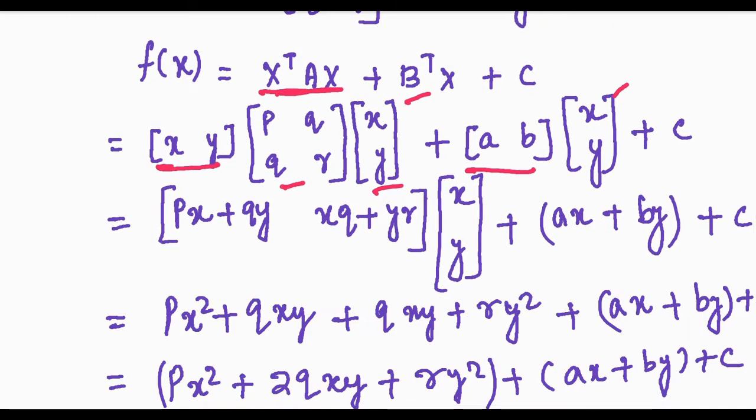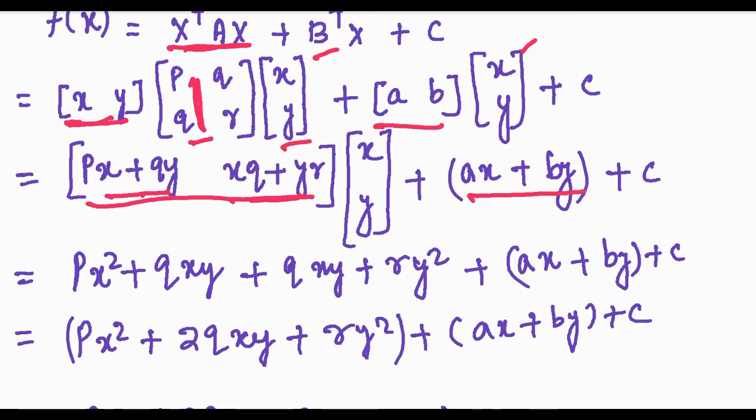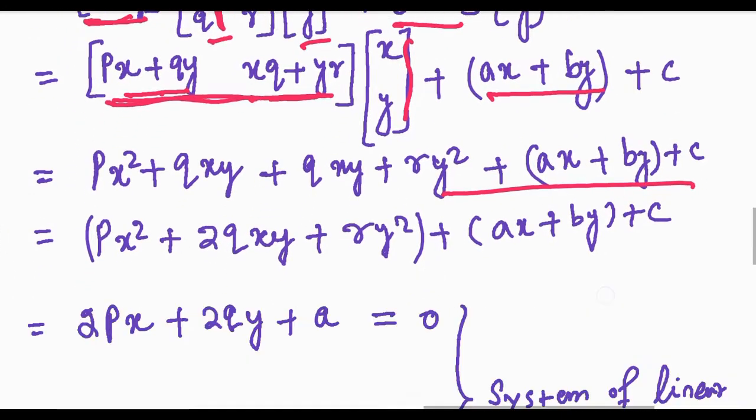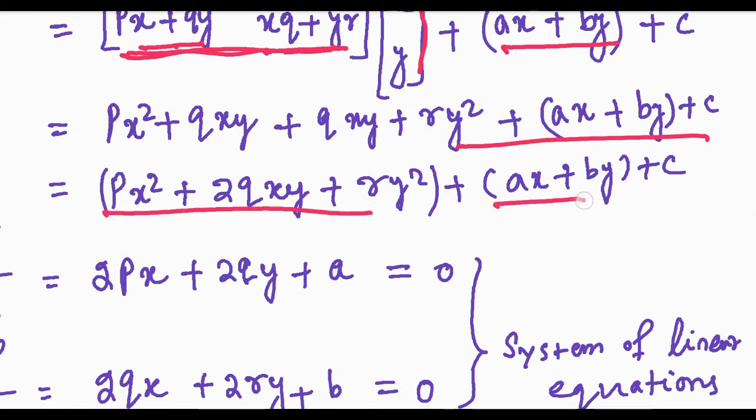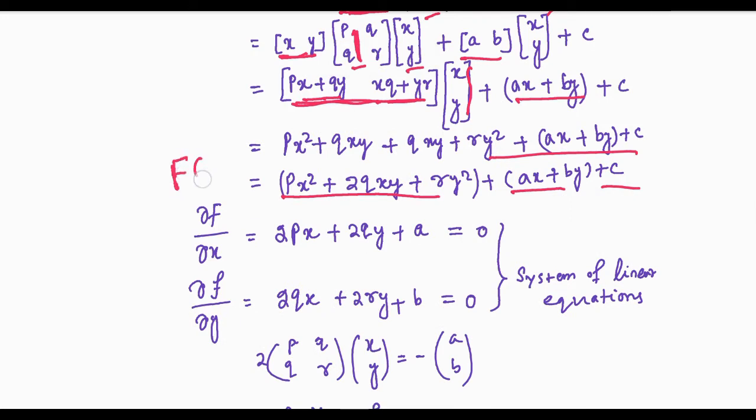So here the multiplication will be row into column. What will happen? Row times matrix gives px plus qy, xq plus yr, which is a row matrix, multiplied by x y, and then plus a b multiplied by x y, plus c. This will be px square plus qxy plus qxy plus ry square plus ax plus by plus c. So consider this as f of x.